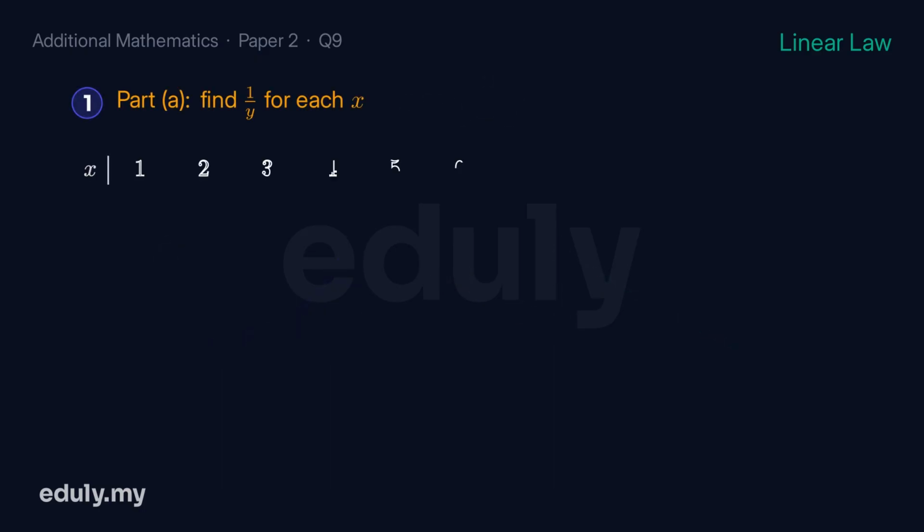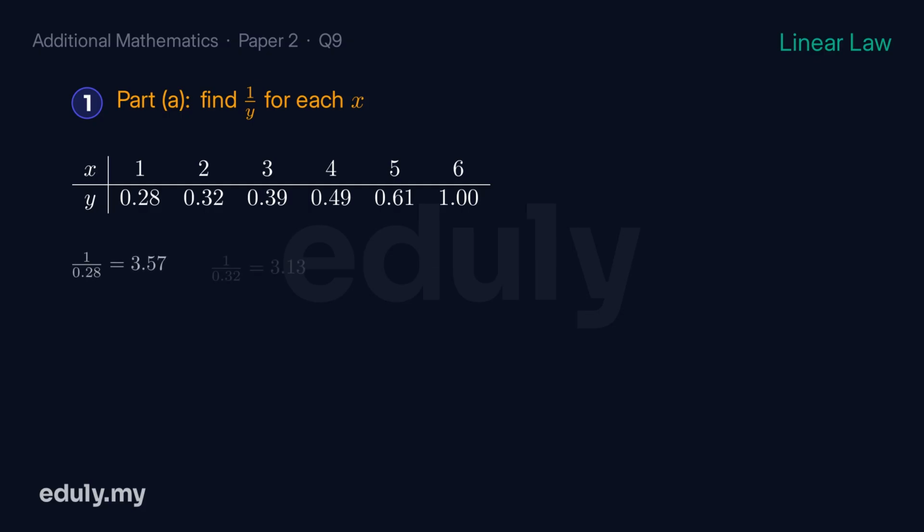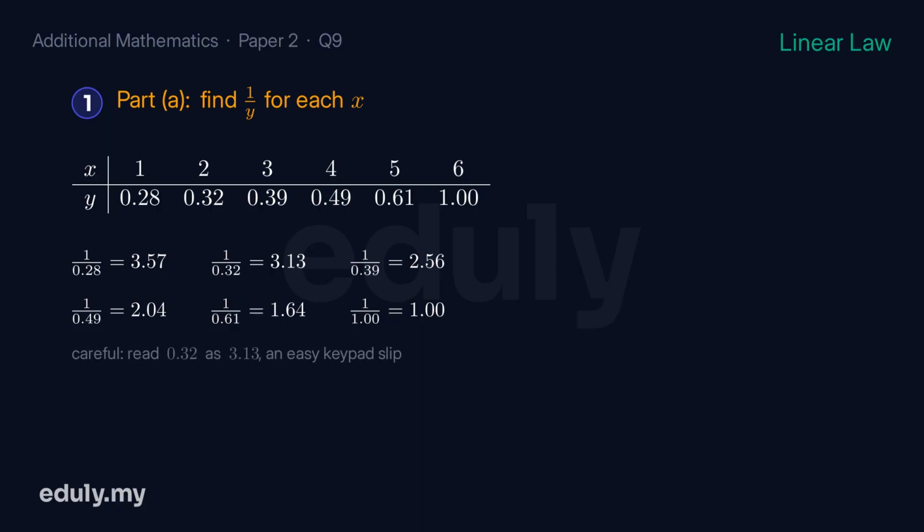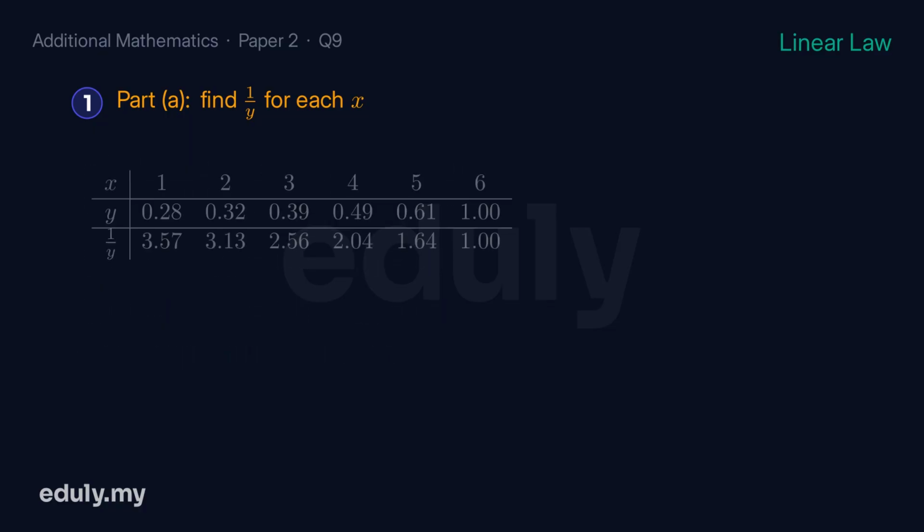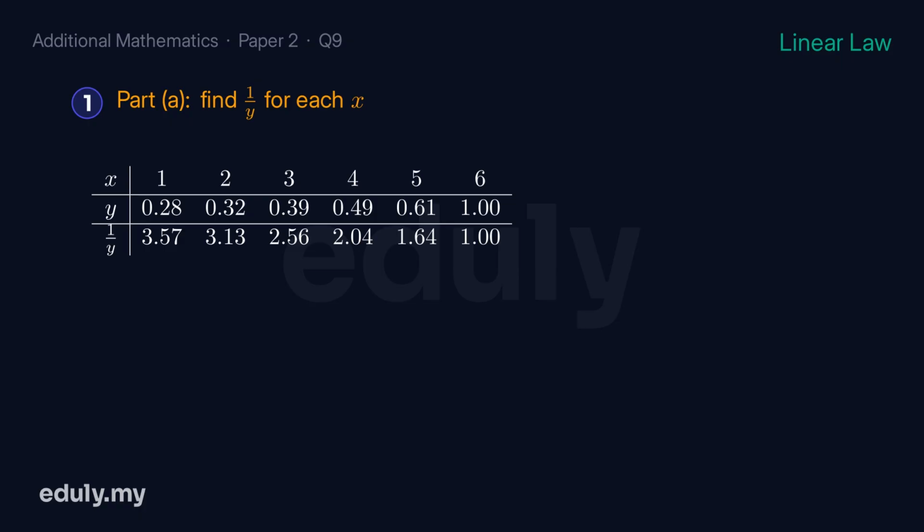Step 1, Part A. Take each y value and flip it to get its reciprocal. Flipping each one gives 3.57, 3.13, 2.56, 2.04, 1.64, and 1. One warning: it's easy to miskey a reciprocal, so double-check each one. So the completed reciprocal row looks like this.